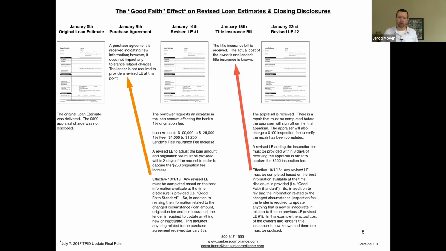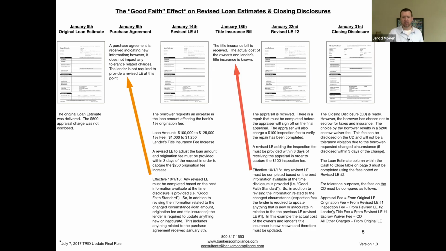Now we're ready to close. Now there's a lot going on at closing. The first thing I want to let you know is in that first paragraph in the January 31st column, the borrower has chosen at the last minute that they don't want to escrow. And our bank has said, okay, if you don't want to escrow, we won't make you escrow, but we charge a thing called an escrow waiver fee. Borrower says, yeah, I'll pay the escrow waiver fee.